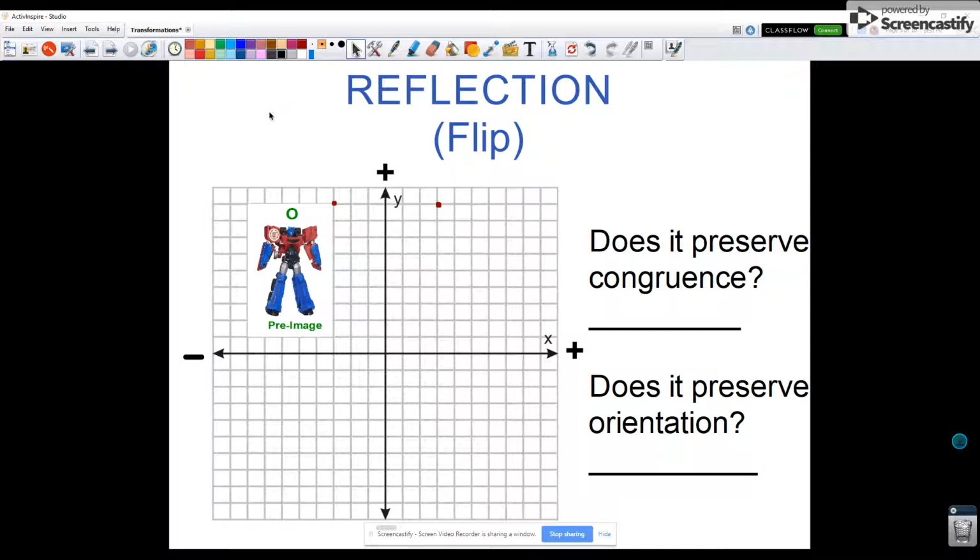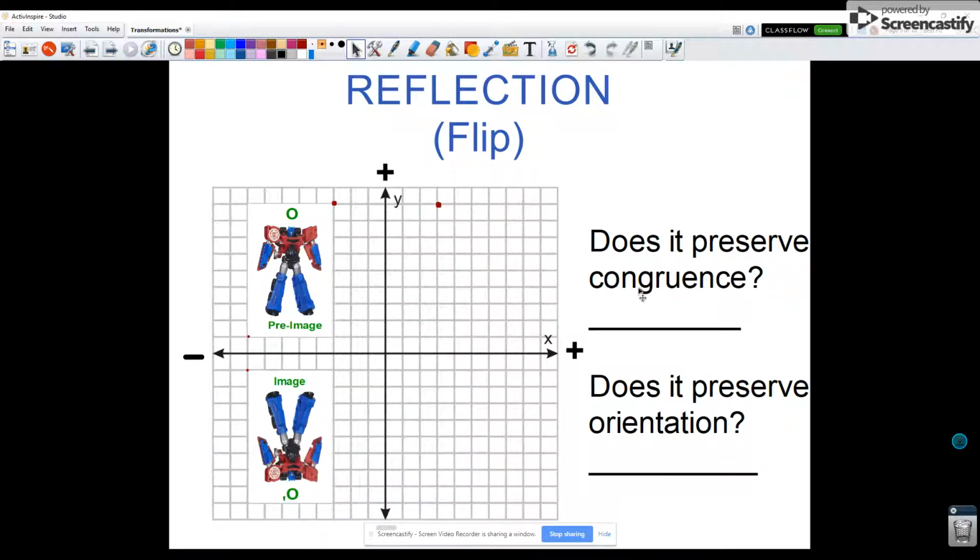You can also reflect Optimus over the x-axis. And here's what that looks like. So from the pre-image to the image, again, notated as O prime. And looking at how these get affected, again, it is 1 unit and equidistant on the opposite side of 1 unit. And that occurs from the sticker as well.